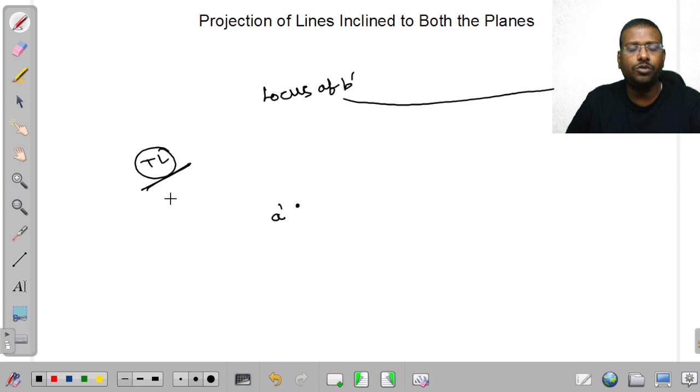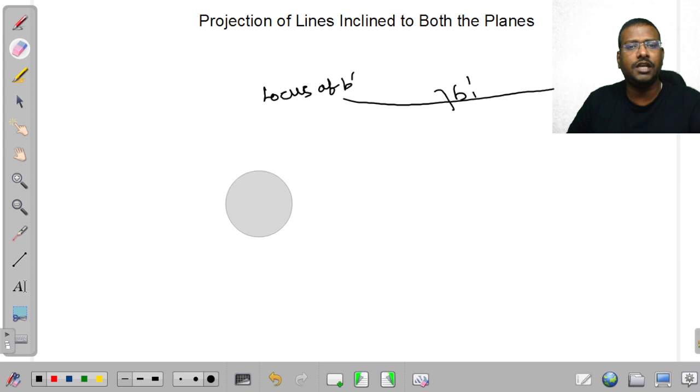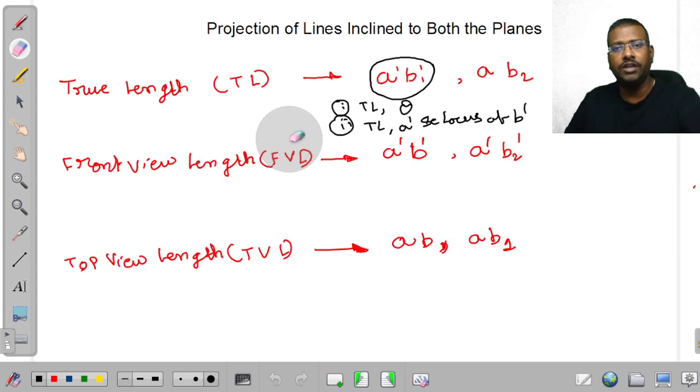what I will do is, with the true length as radius and A dash as center, draw the arc, and we will get B1 dash. In this case, theta is not required. This is another way how we can get it. All these things you should be aware of, because don't always think that true length and theta will be given. Sometimes we will know the true length and at the same time the locus of B dash will also be known. Then also we can do it.